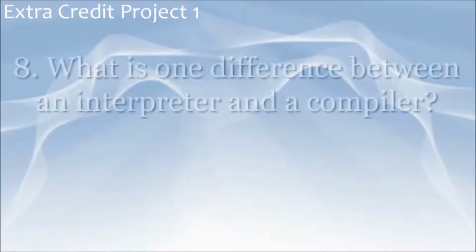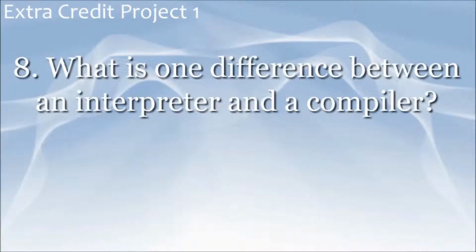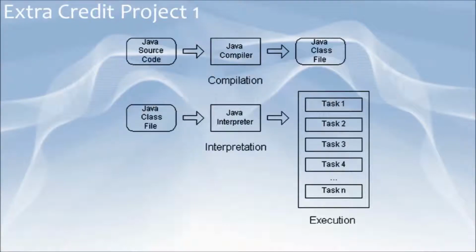Moving on, question 8 from the exam was, what is one difference between an interpreter and a compiler? To understand this question, you need to know what both of those two things are. Here's a nice graphic showing the basic steps of each in the context of Java, which is one of the major programming languages. A compiler has the role of taking raw source code and compiling it together in something called a class file. Other types of compilers do similar things as well. Then an interpreter takes that class file and uses it to execute various tasks.